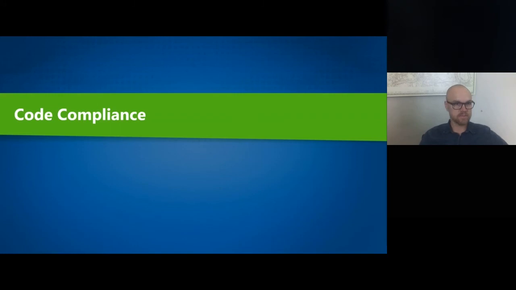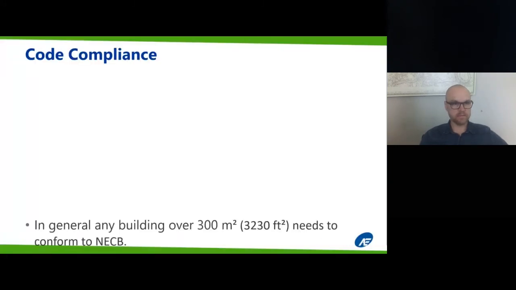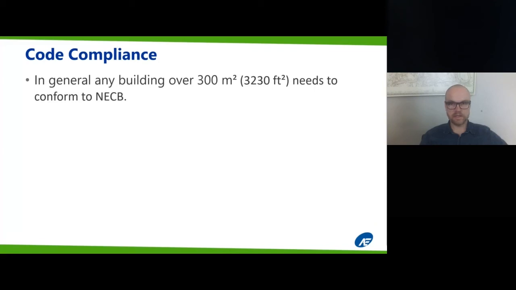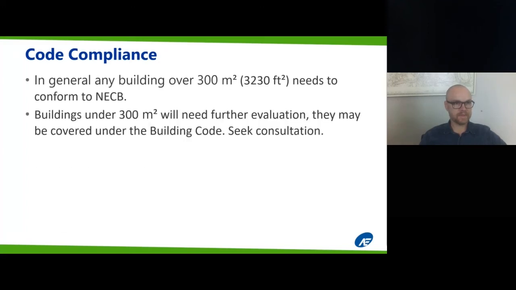So code compliance, and I'm going to use NECB because that's kind of the code for Canada. In general, any building over 300 meters needs to conform to the NECB. So for people that are a little more imperial units friendly, that's about 3230 square feet. Buildings under 300 meters will need further evaluation, and they may be covered under the building code, but there are some certain situations where they still do need to be covered under NECB, so you just need to get some consultation on that.